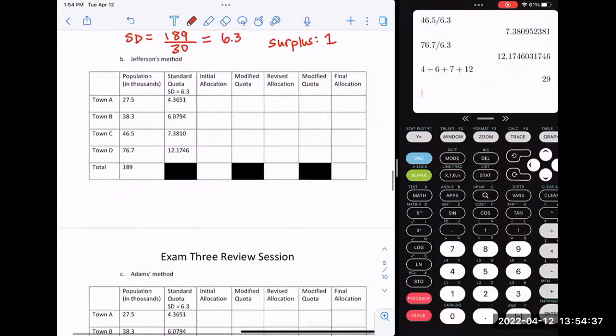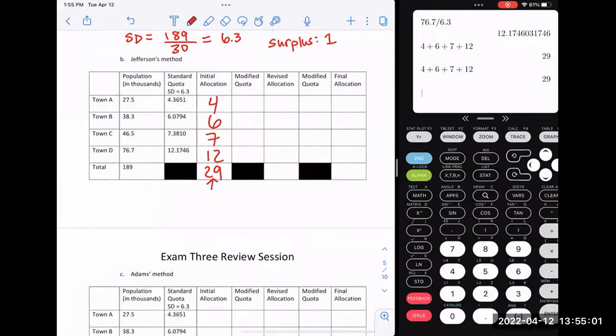So from here, I would go ahead and write down those lower quotas. This is 4, 6, 7, and 12. And then if I add those up, of course, just like before, that adds to 29. All right, but then Jefferson handles this differently than Hamilton. So Jefferson says, okay, that didn't add up to 30. It didn't add up correctly. I need it to add to 30, which means I need this number to be larger. I need it to be 30, because that's how many planes I have. So if I need that number to be larger, that means the way I get a larger number is to choose a smaller divisor.